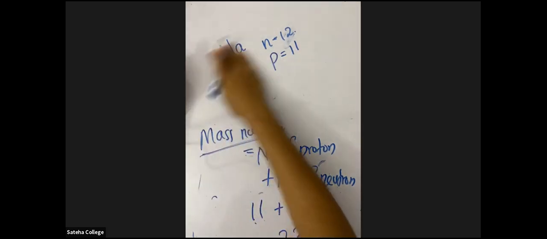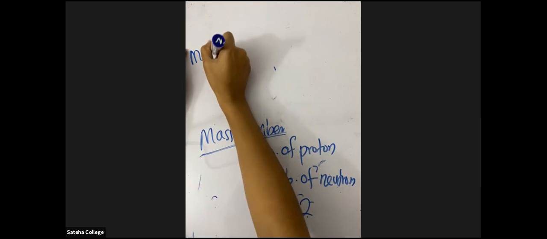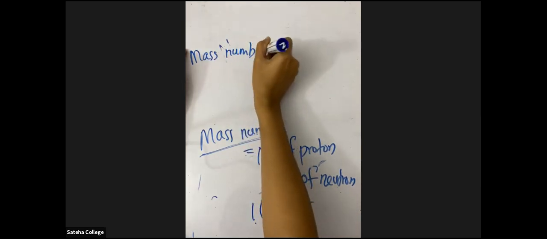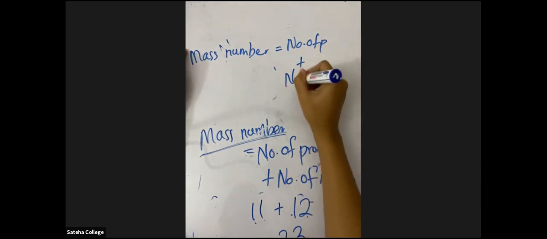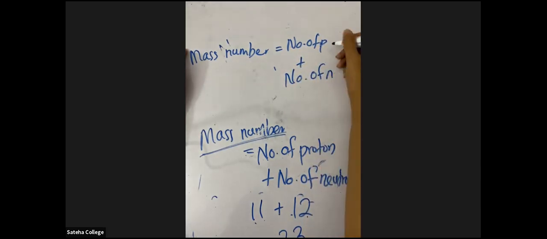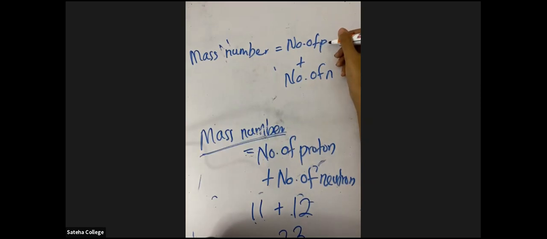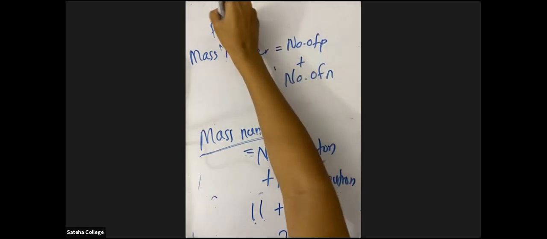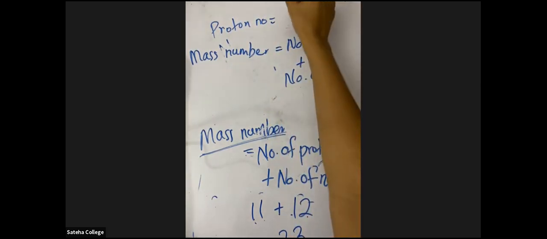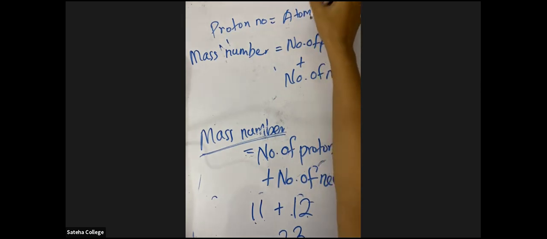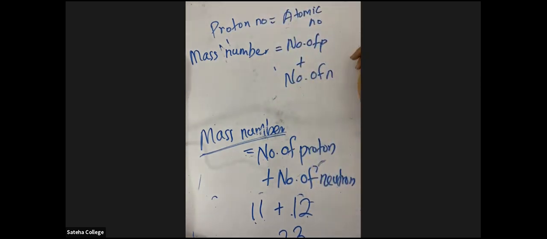So do you know how to find the mass number now? When you are finding the mass number, you should use the equation: mass number is equal to number of protons plus number of neutrons. How are you going to find the proton number? Proton number is equal to atomic number. So by using the atomic number, you can find the proton number, right?